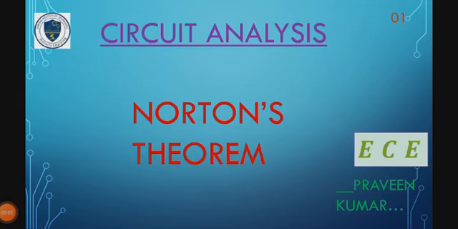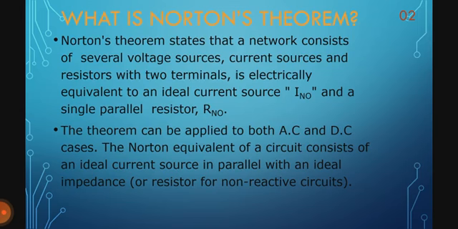Hello, now we are seeing a small concept about Norton's theorem. What is Norton's theorem? It states that a network consisting of several voltage sources, current sources, and resistors with two terminals is electrically equivalent to an ideal current source and a single parallel resistor. This theorem is applied to both AC and DC circuits.